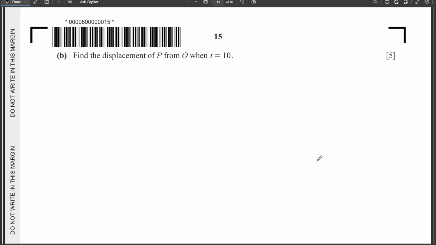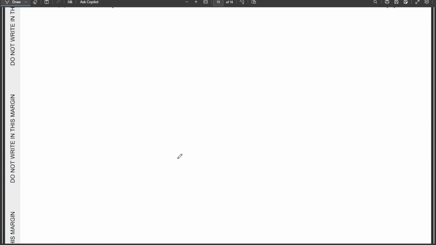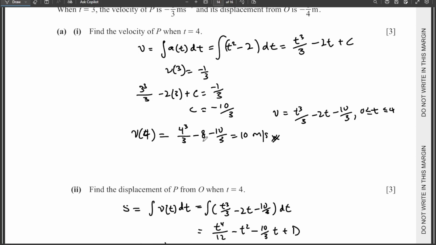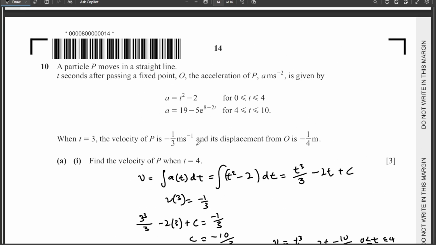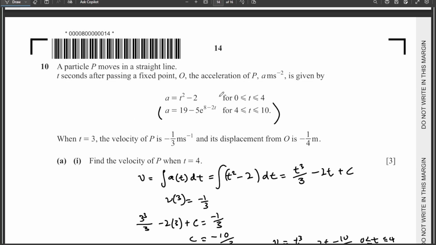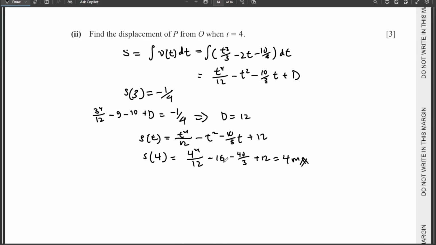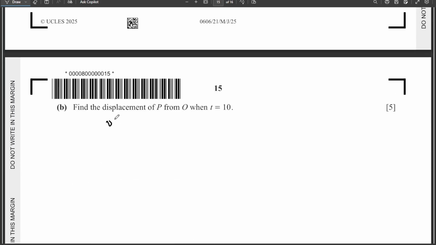Okay, next question. Find the displacement of p from O when t is 10. Is there a reason why they give so much space? Because we need to do the integration all over again. We need to use this equation now, because the first equation only applies from 0 to 4 seconds. So now we need to go from acceleration all the way to displacement again, and we need to integrate this one. Velocity, again: integrate acceleration with respect to time.